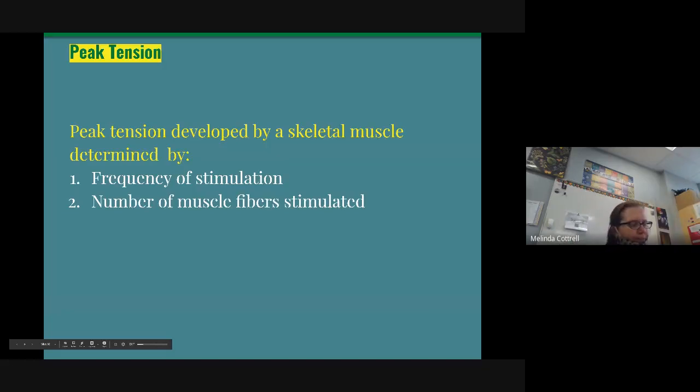All right, peak tension. Peak tension in a skeletal muscle is determined by two things: the frequency of the stimulation, so how frequent do you see a stimulus, and on this page you will note a stimulus is a green arrow, and the number of muscle fibers stimulated. So you get peak tension when you have more stimuli and more muscle fibers being stimulated. There are several types of this peak tension, and they are on 332.